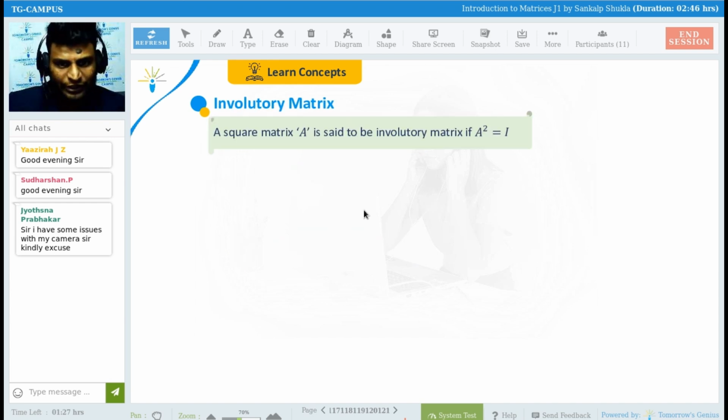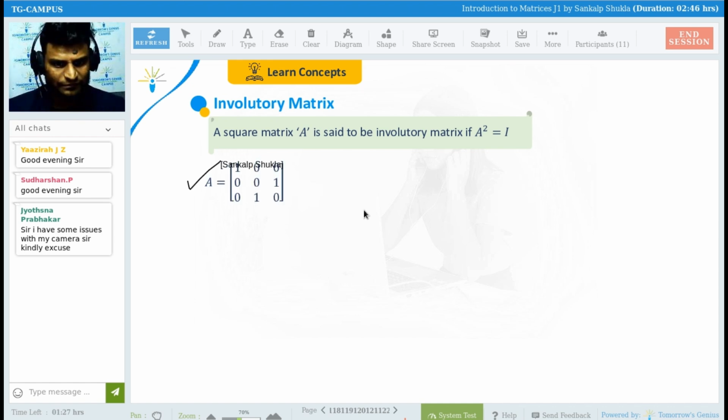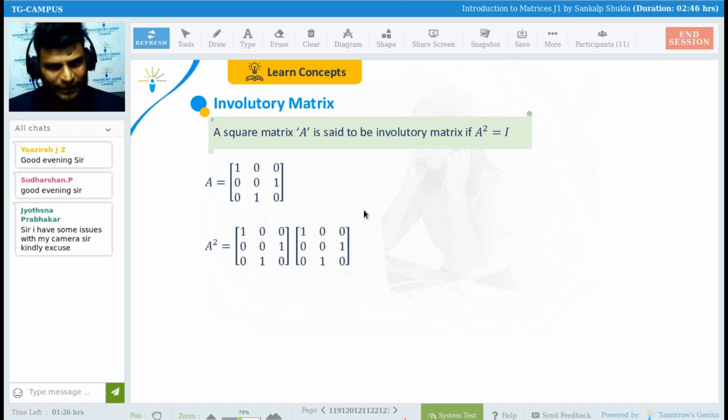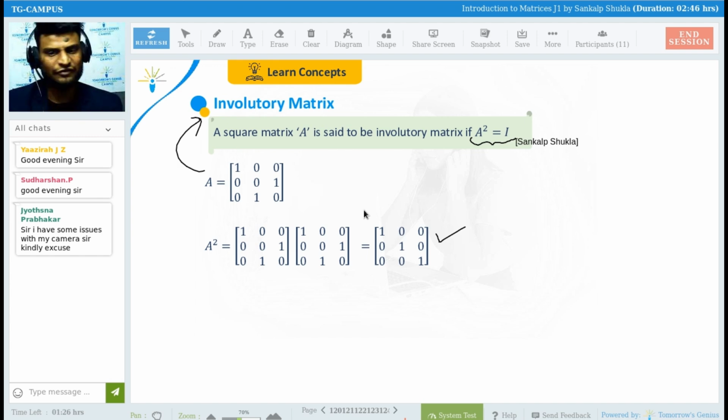Okay, now the involutory matrix, another very important matrix, and there is a common confusion among students between involutory and idempotent. See, in idempotent, the case is A square equals A only, but in involutory, A square will be equal to I. Suppose I have this example, an A matrix, and I square this matrix, multiplying it with itself, and the answer is identity. So yes, now A is an involutory matrix. Only the name of the matrix and the condition you have to write.